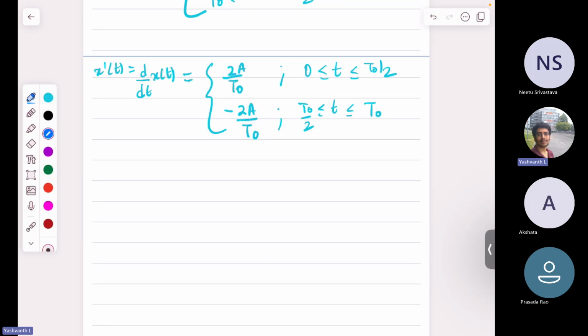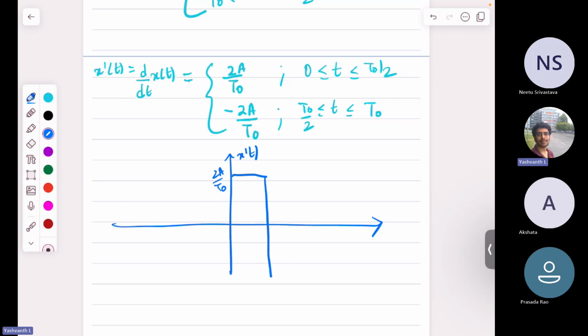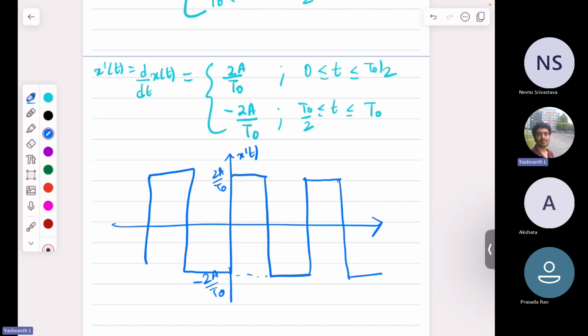So if I plot the diagram of x dash of t, how does it look like? The amplitude is 2a by T naught, and then minus 2a by T naught. Again go up, 2a by T naught, again go down, go up, go down, go up. So this is basically your x dash of t as a function of t.